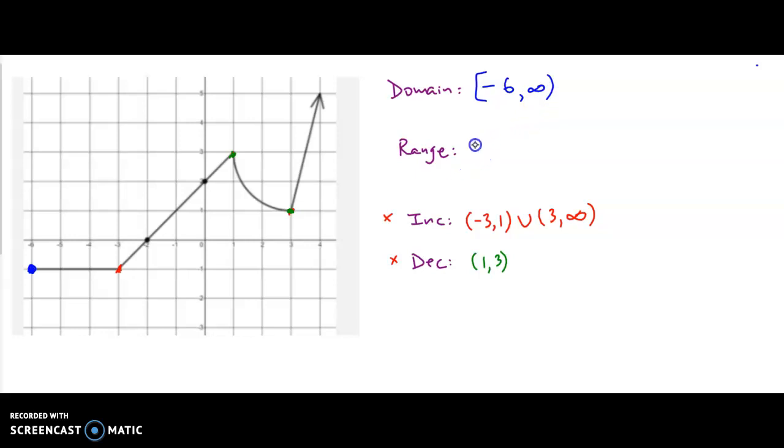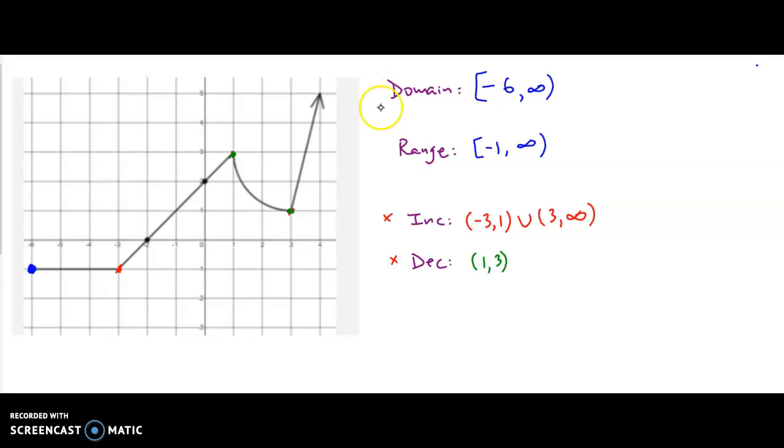For the range, we ask how low and how high, right? What's the lowest y value and what's the highest y value? For this one, the lowest y value is -1, along this segment here. Okay, so these are all included, right? So it's going to be a bracket -1, comma, and what's the highest y value? There is none because it keeps increasing, all right? So that's going to be positive infinity.